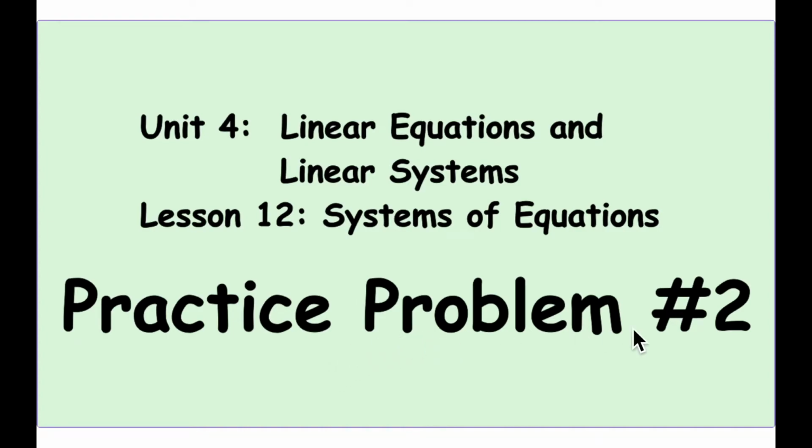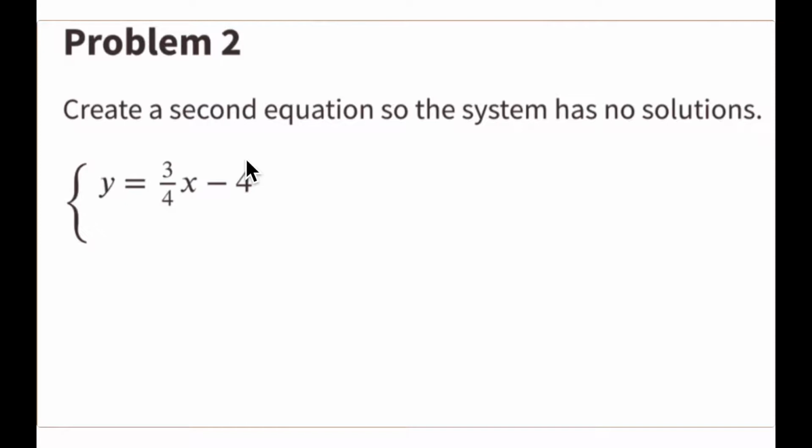This is practice problem number 2 from lesson 12, unit 4. In this problem, you're supposed to create a second equation, so that the system of equations has no solutions. And what that means is that the graph of the second equation is going to be a parallel line to the graph of the first equation.